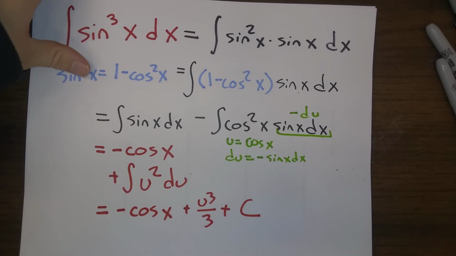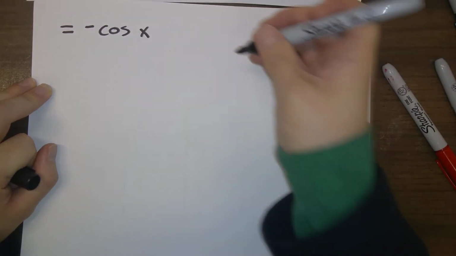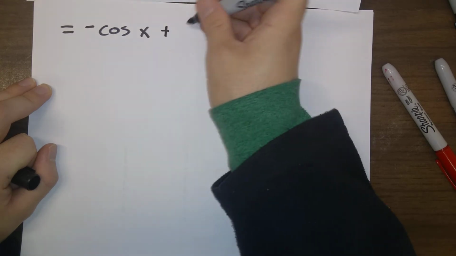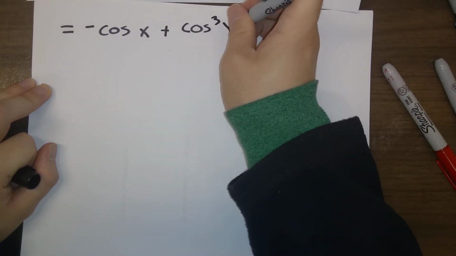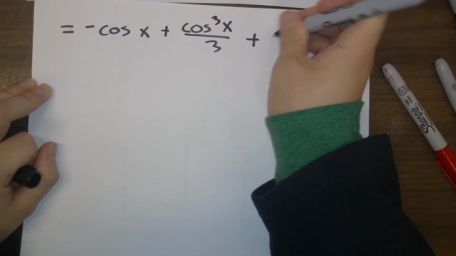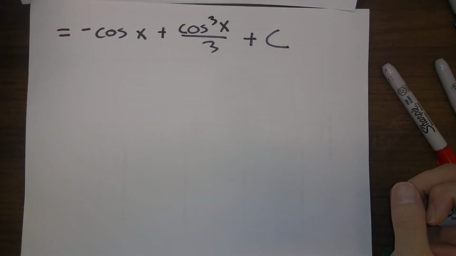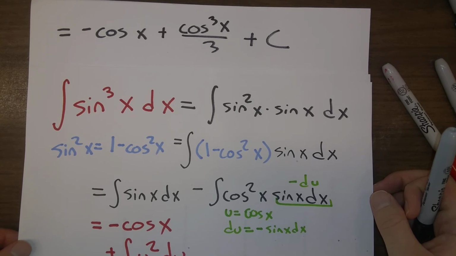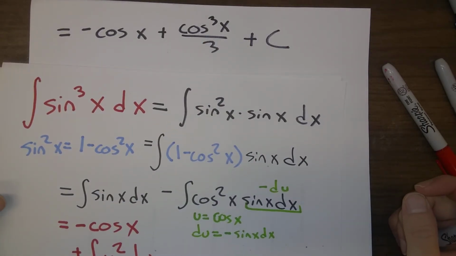Our final step will just be, of course, to replace u with cosine x. Okay, so this is our final answer for the integral of sine cubed x dx. It's minus cosine x plus cosine cubed x divided by 3 plus c.